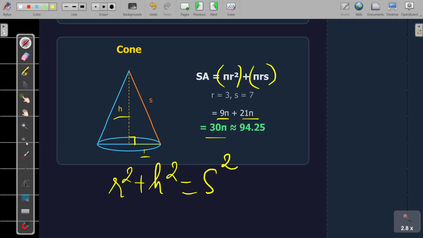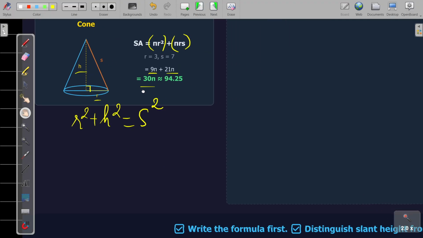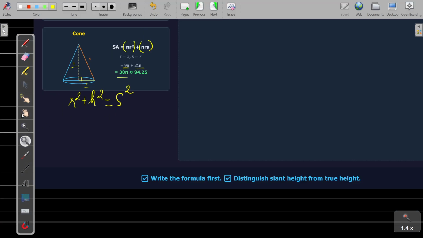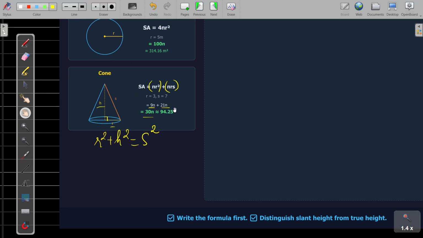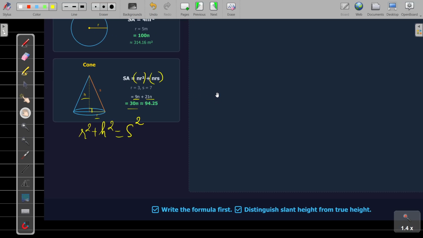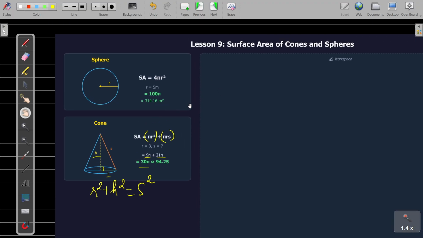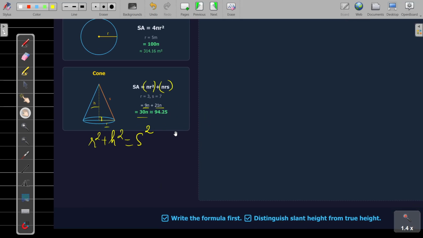Okay, so that should be it for this one. So these lessons for formulas are just going to be me telling you to write the formula first and then to distinguish certain things that may trap you. That's really it, because shapes rely entirely on formulas. So always write the formula first to guide your substitutions, plugging and playing. And for cones, be very careful, of course, as usual.